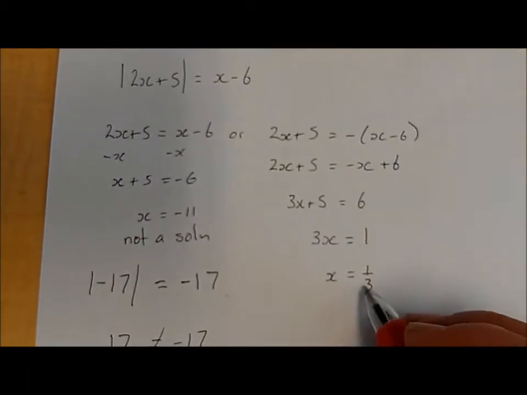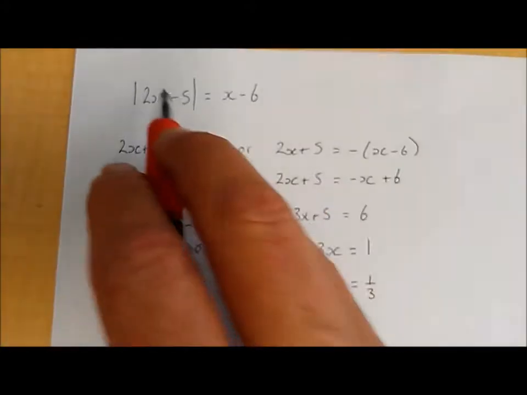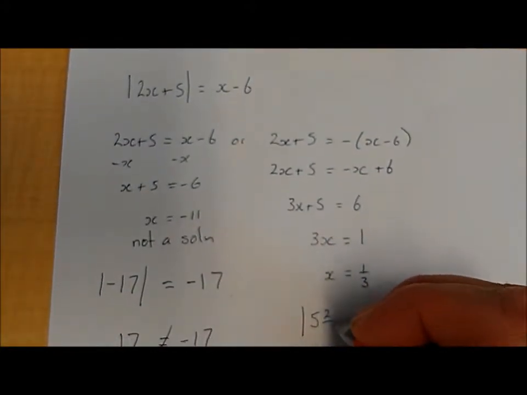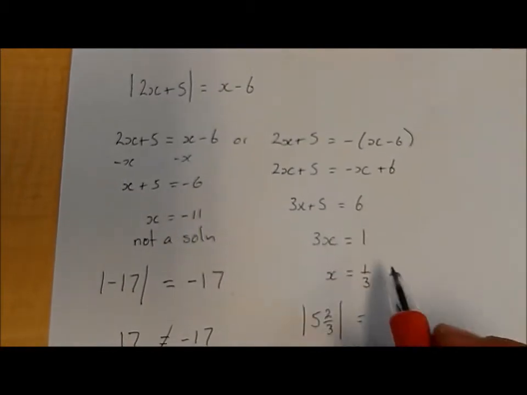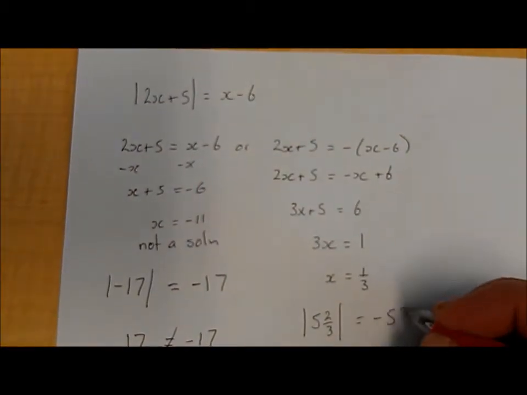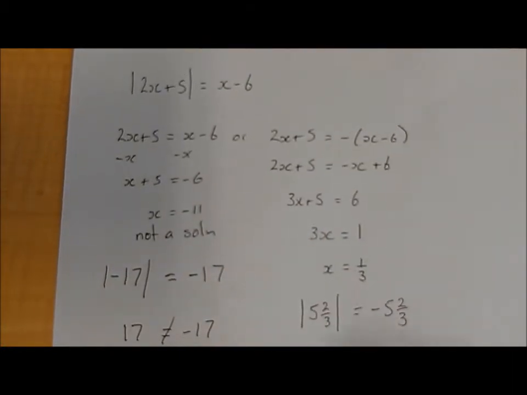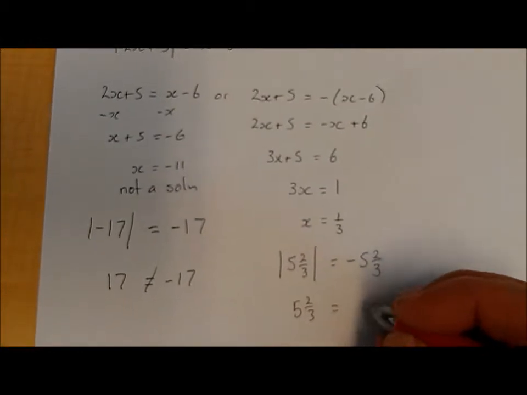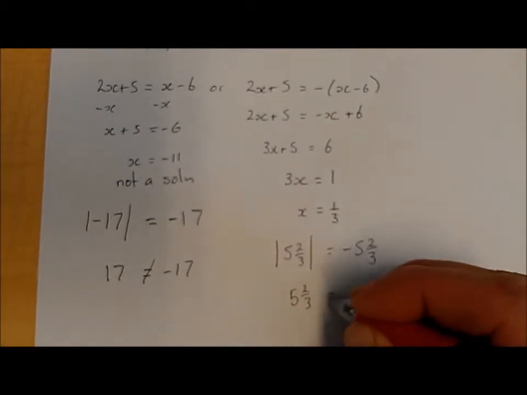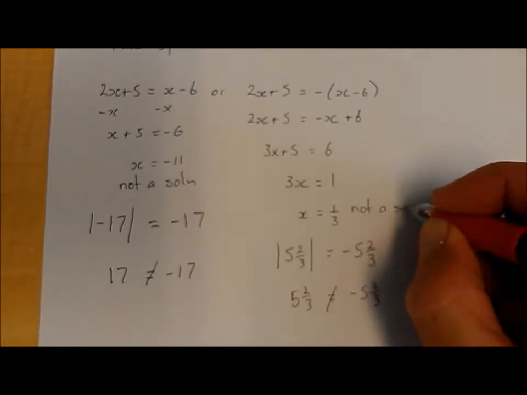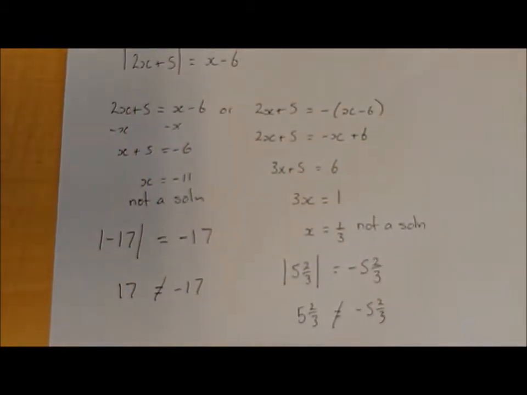We'll jump across here and take the x equals 1/3 case and put it in here. 2/3 plus 5 is 5 and 2/3. Over here I'll put a third in here. A third take away 6 is negative 5 and 2/3. Same situation has arisen. I've got 5 and 2/3 supposedly equal to negative 5 and 2/3. Not a solution. So just because we set up an equation doesn't mean there's a solution for it.